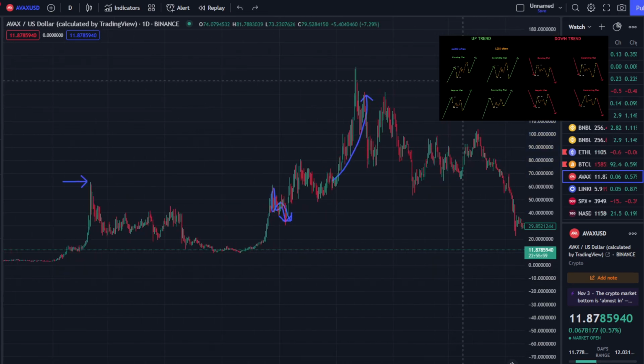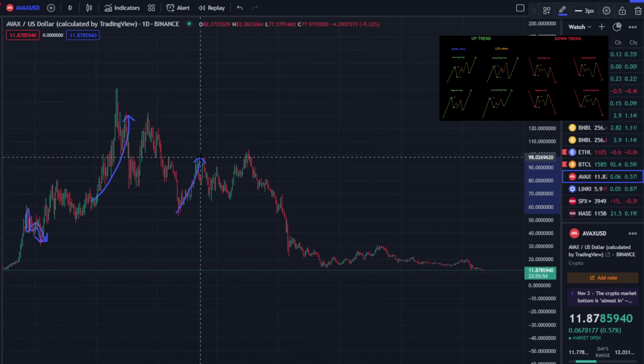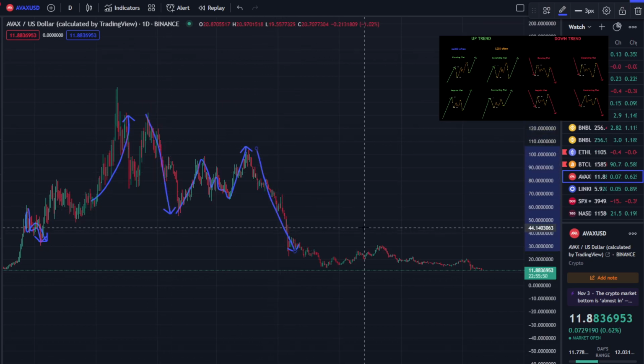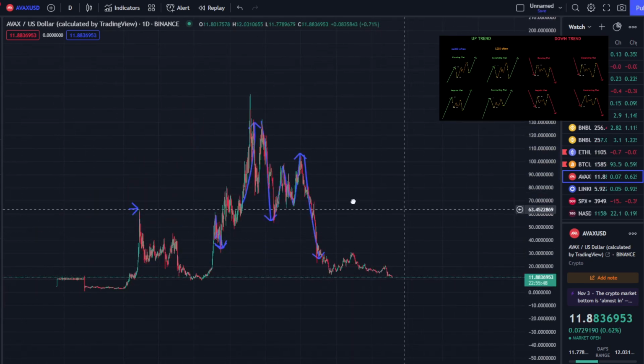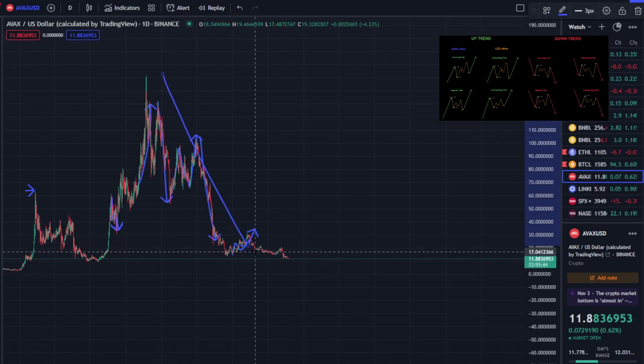So let me remove that. This was the top, and this was a regular flat downtrend for that down impulse coming down. And yeah, I won't go through everything, but yeah, small correction right there, and that was clearly a reversal.